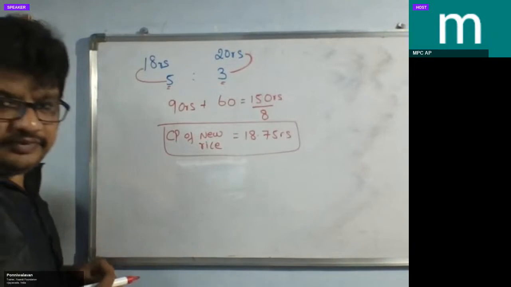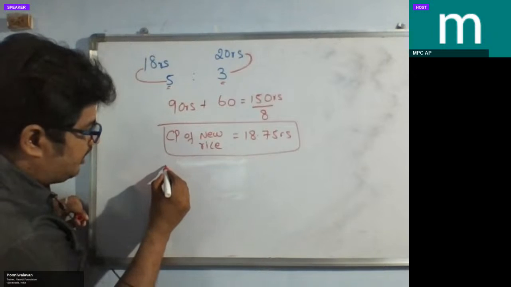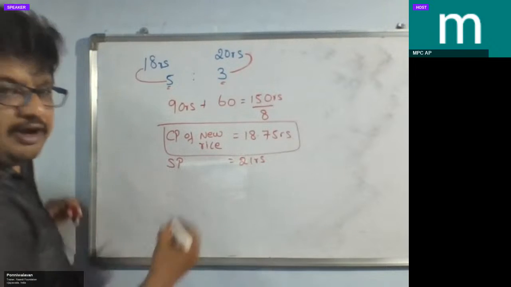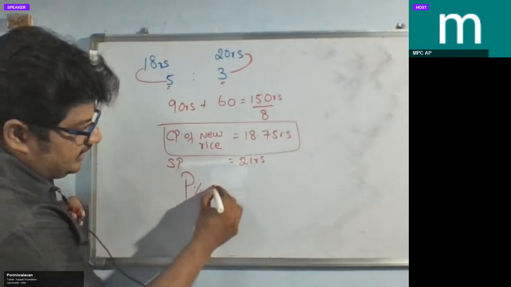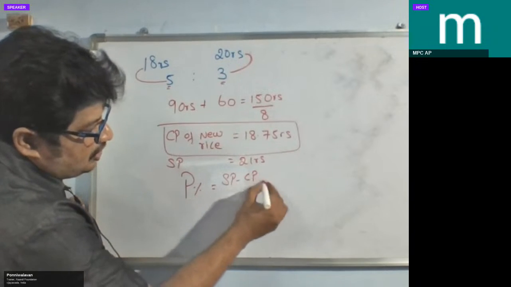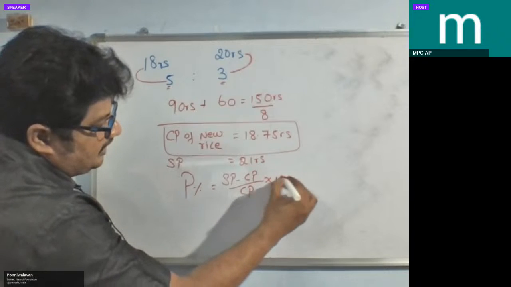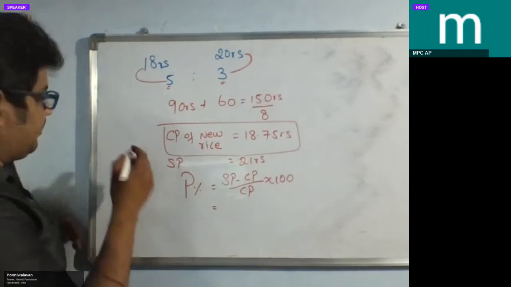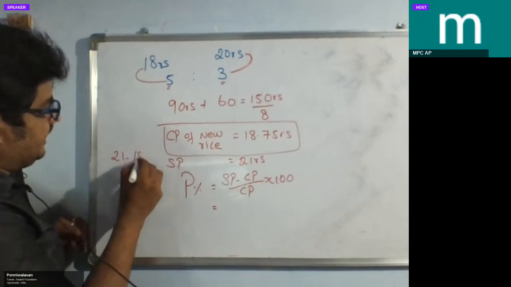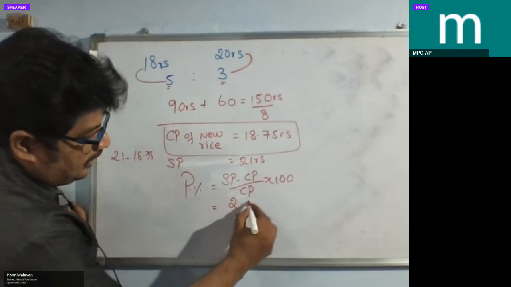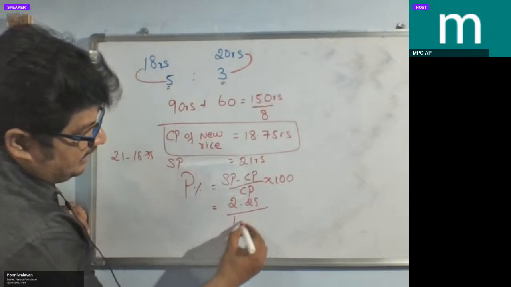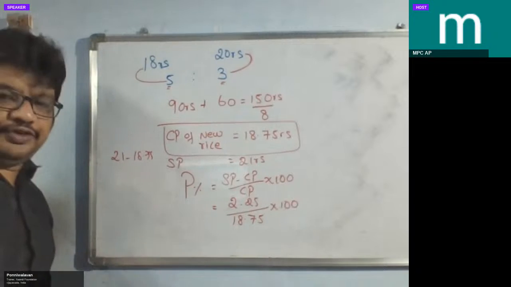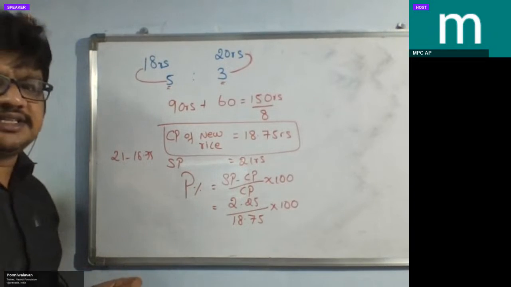Listen. So what is the selling price? Selling price given is 21 rupees. And you know the profit percentage formula. Profit percentage is selling price minus cost price, divided by cost price, into 100. 21 minus 18.75, what will come? It is 2.25 divided by 18.75.